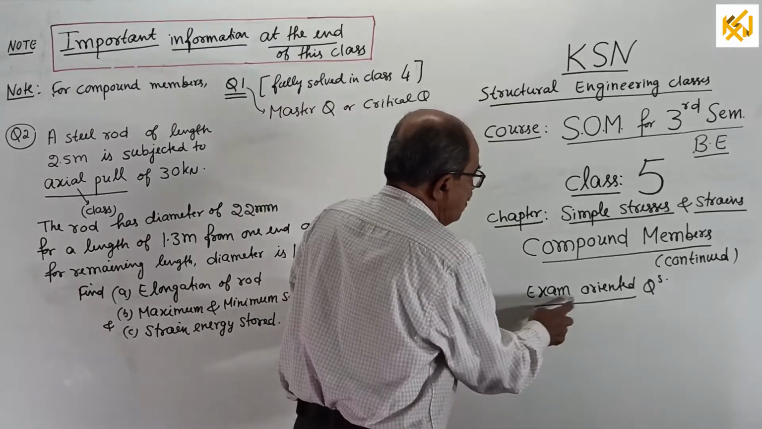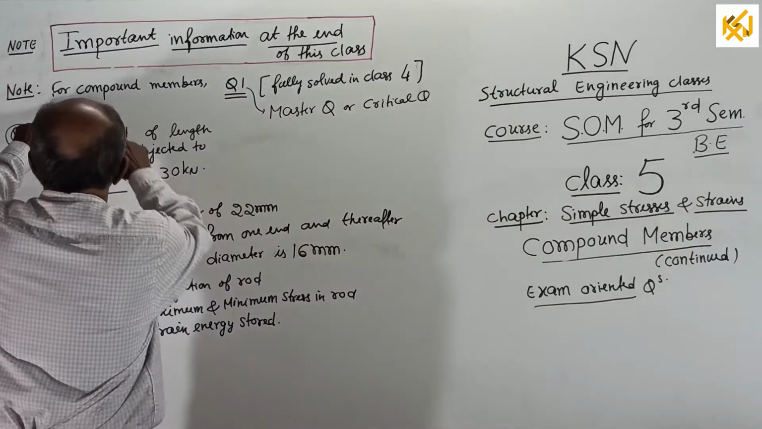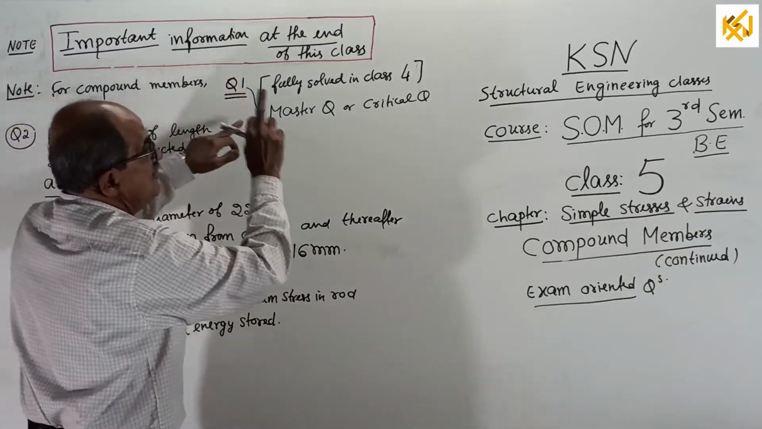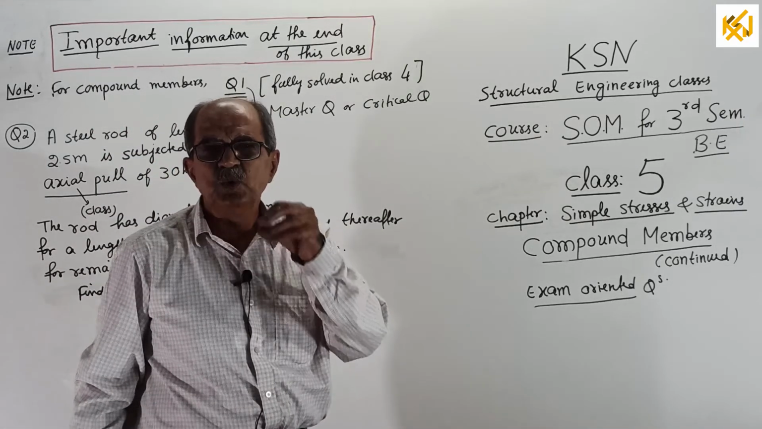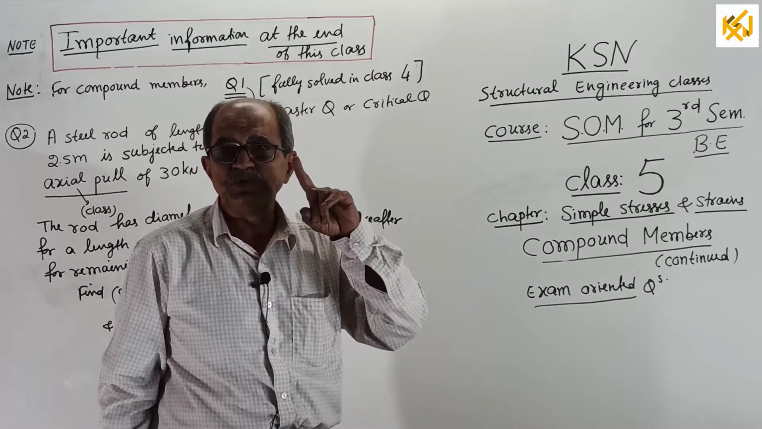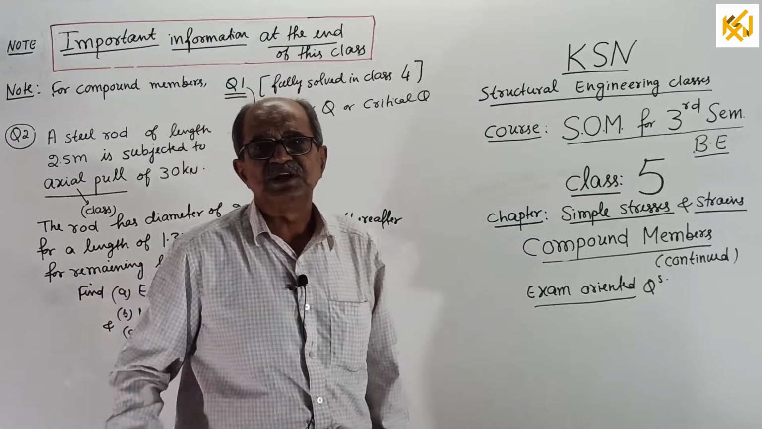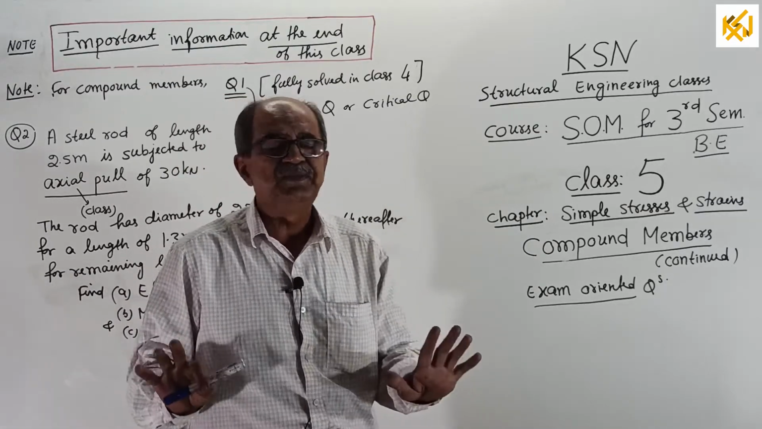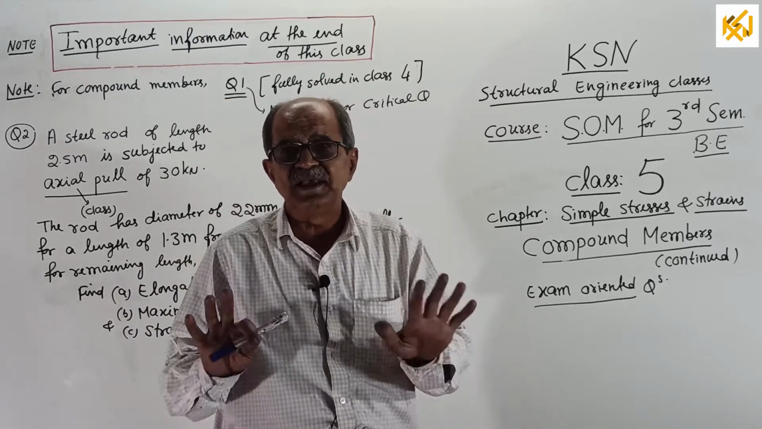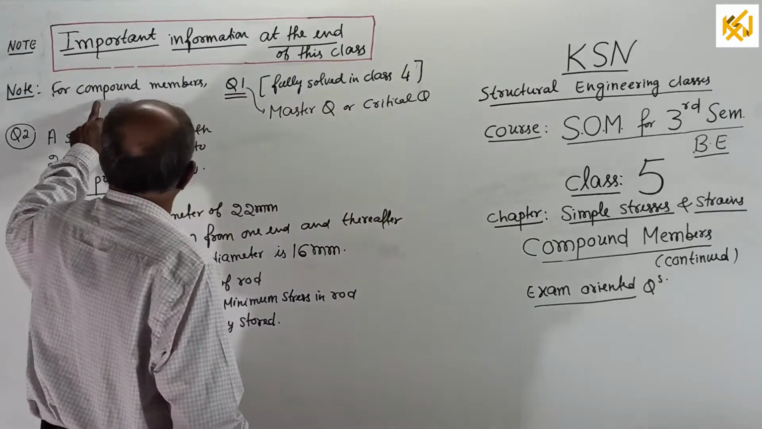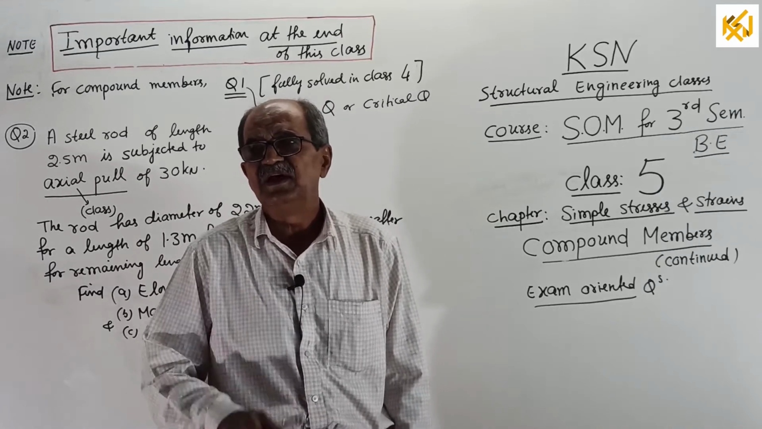So, exam oriented questions. Remember we are doing compound members. For compound members, question 1 in class number 4 was a master question or critical question. I explained it so thoroughly that once you go through that question and solve it, you can solve any question. But such lengthy questions will not come. So usually I do the same thing. In the beginning, do a tough question, explain each and everything, then go for exam oriented ones. So that question 1 solved in class number 4 is only for understanding. Don't repeatedly practice. Understand everything.